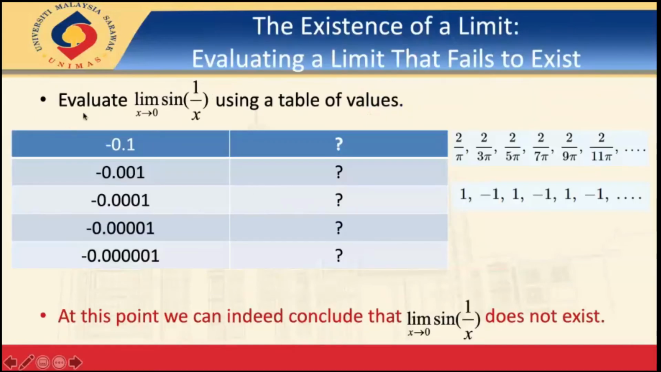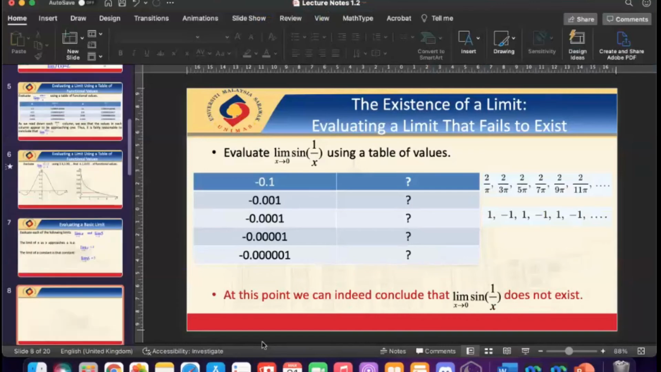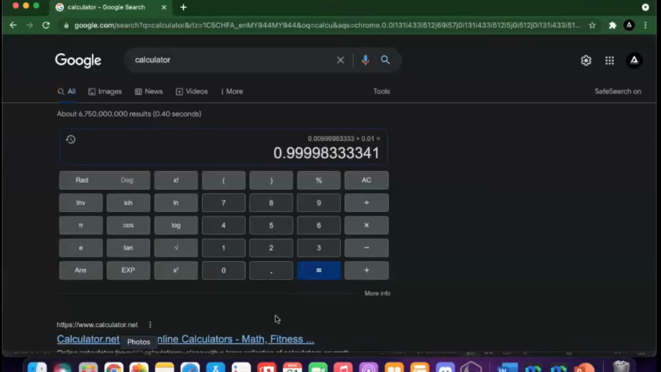Now this one, evaluate the limit as x approaches 0, when x is near to 0, then sine 1 over x will be what? Sine 1 over x. So do you want to try? Do you know how to evaluate? Just put the number, right, sir? Yeah, just put the number. I think let me calculate the first value.